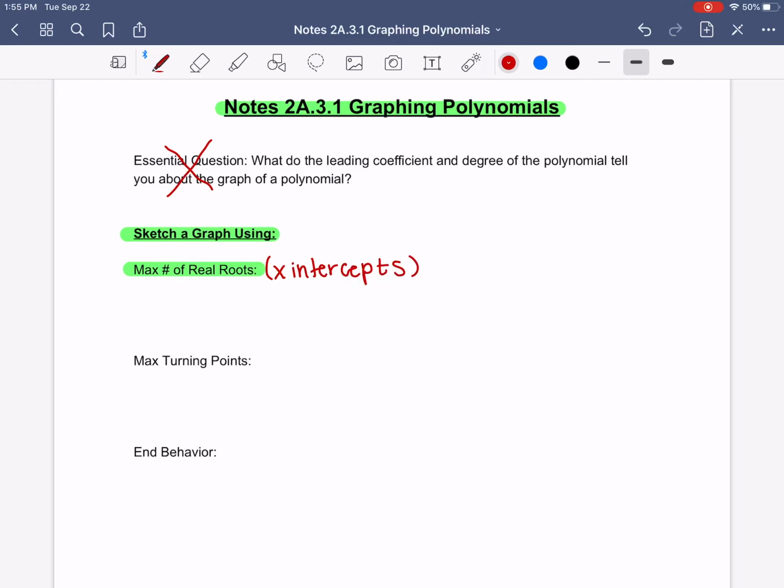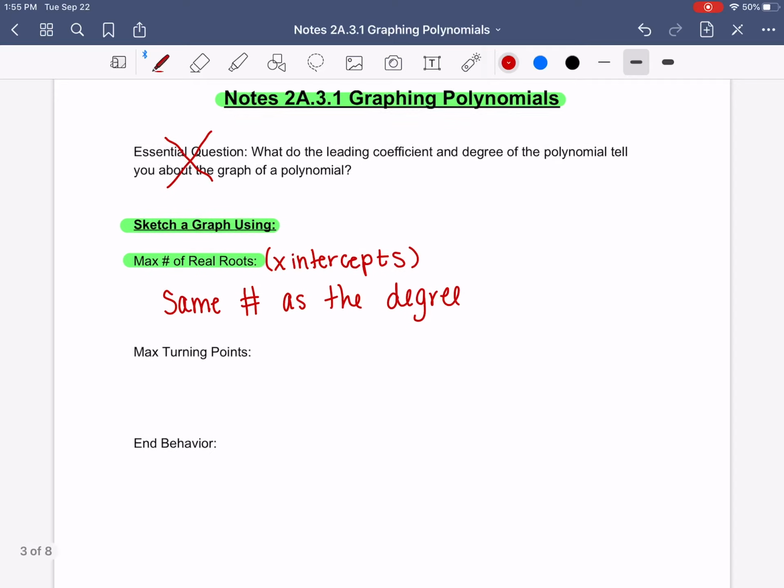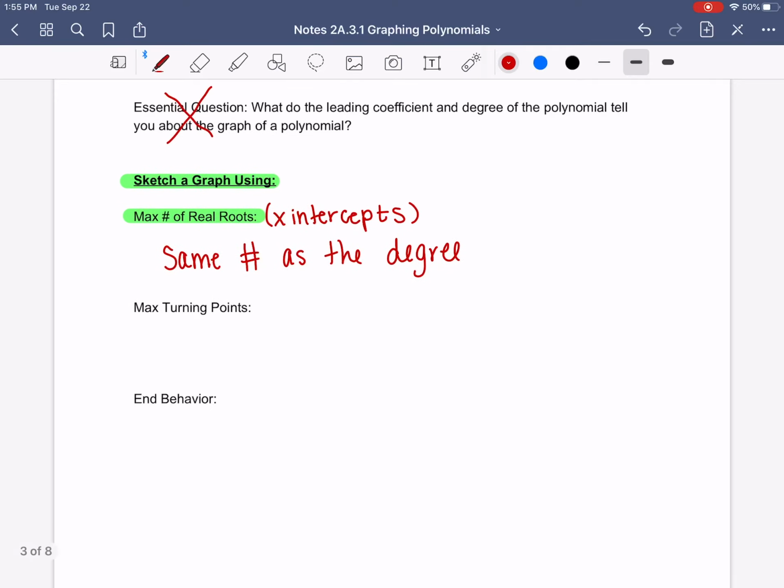So your maximum number of real roots is just going to be the same number as the degree. So if you have a degree cubic, x cubed, then the most roots you can have, the most x-intercepts you can have is 3. If it's an x to the power of 7, then it's possible you have 7 x-intercepts. The maximum number of turning points, that's basically like the curves in your graph, is just 1 less than the degree.